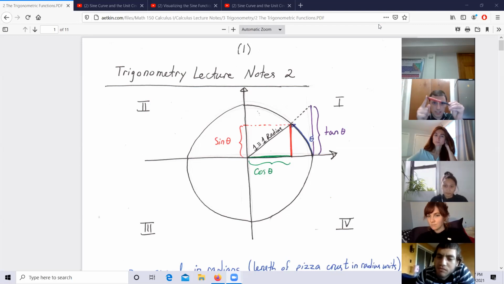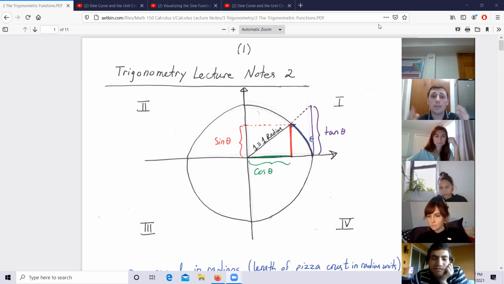So the radius is turning counterclockwise. What's happening to sine? The rope is longer and longer and longer until pi over 2. Pi over 2 is 1/4 of the circle. Do you see why? Because 2 pi is the full circle. 2 pi divided by 4, and you get 1/4. Pi over 2.